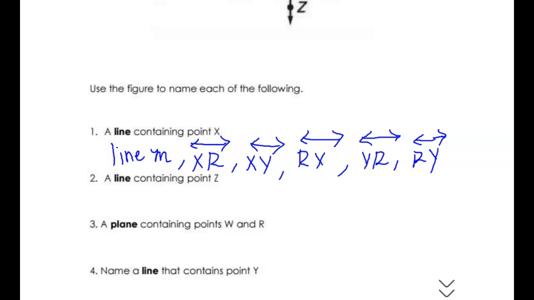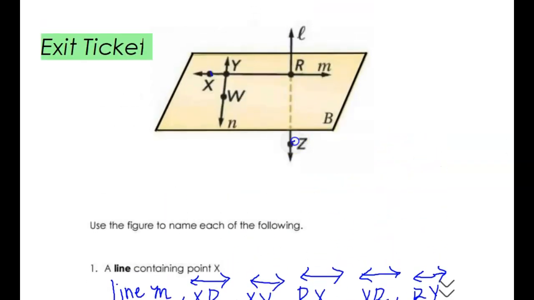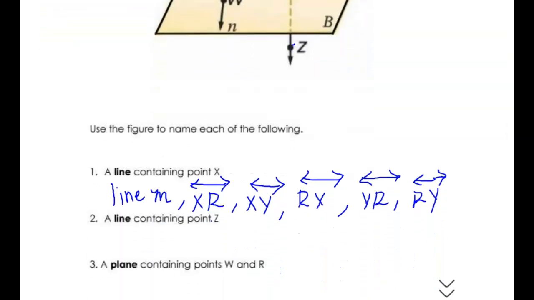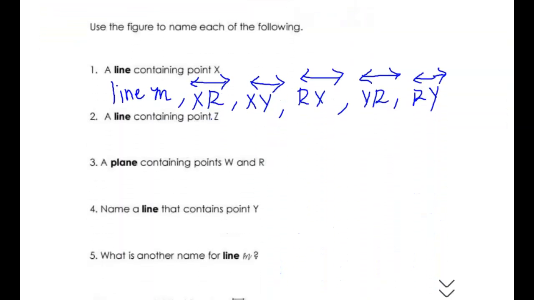A line containing point Z. So where's point Z at? Right here. What did you say? Line L? Yes. Line L. Good. Line L. That's a cursive L, by the way.